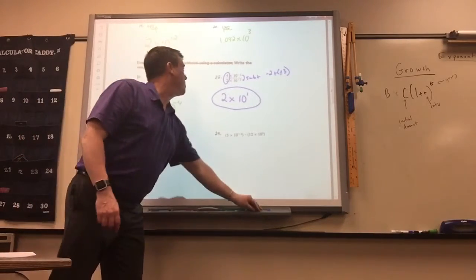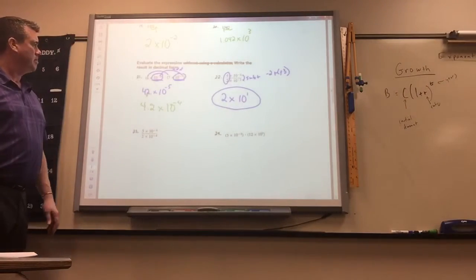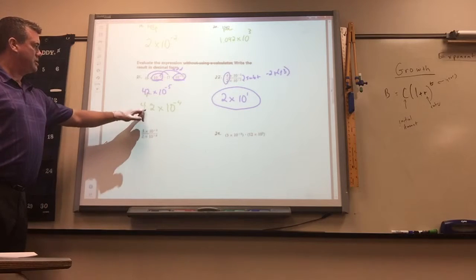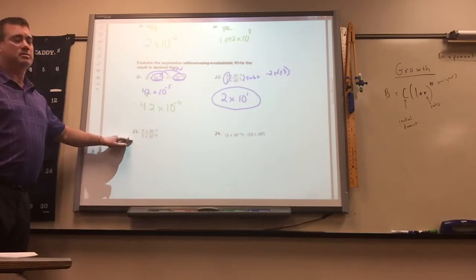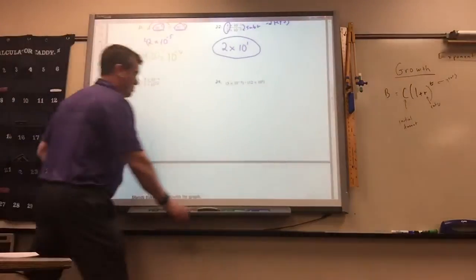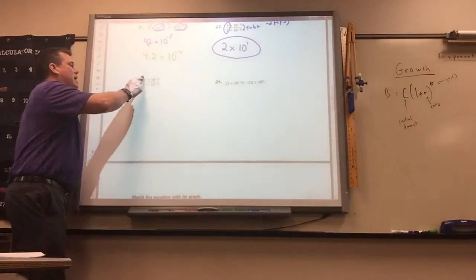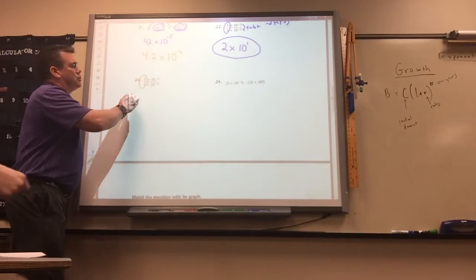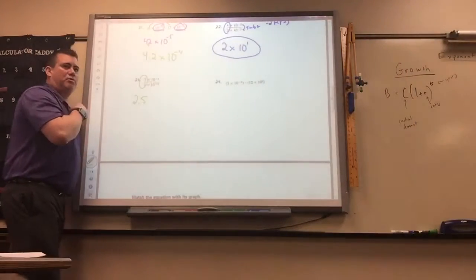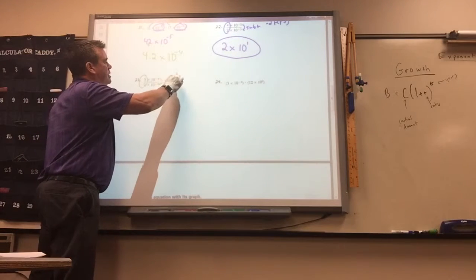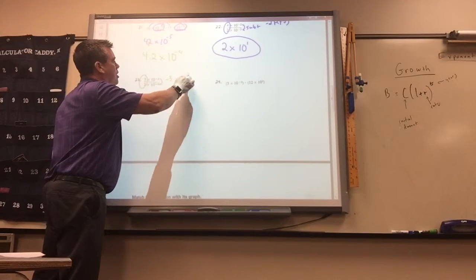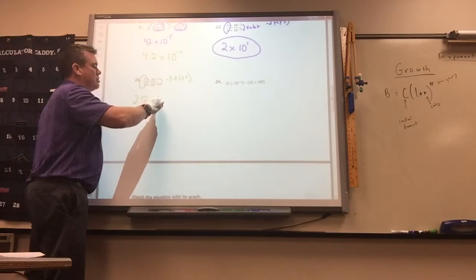So for number 21, which one would it be, the 4.2 times 10? This is the scientific notation because the decimal's after the first number. Here you gotta divide. 5 divided by 2 is 2.5, so I'm not gonna have to move any decimals. And then when you subtract, negative 3 take away negative 4, that's 1 also.